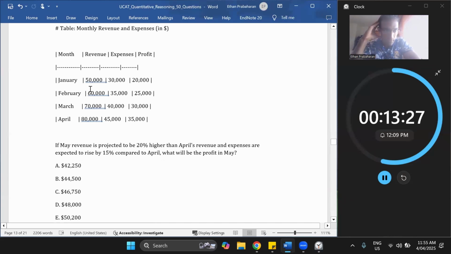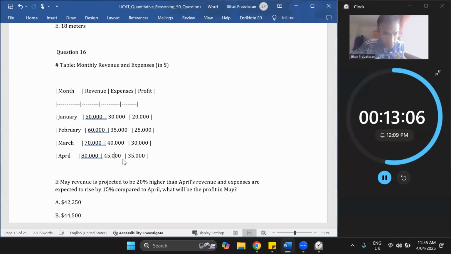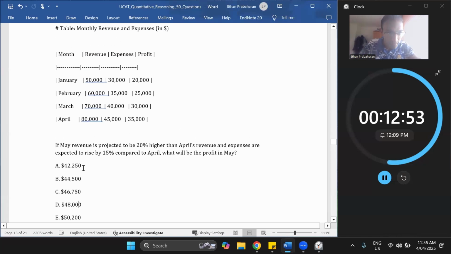If May is projected to be 20% higher than April and expenses are 15% higher, what will the profit be? Okay, so the revenue 20% higher. 10% is 8,000, 20% is 16,000. 10% is 4,500, which means 15% is, no, I've forgotten the first thing. That was 16K. 4,500, so let's just say 6.75K. So it's just under 10K, isn't it? No, well, there's no way the profit will be that. Oh, wait, no, I've stuffed it up.